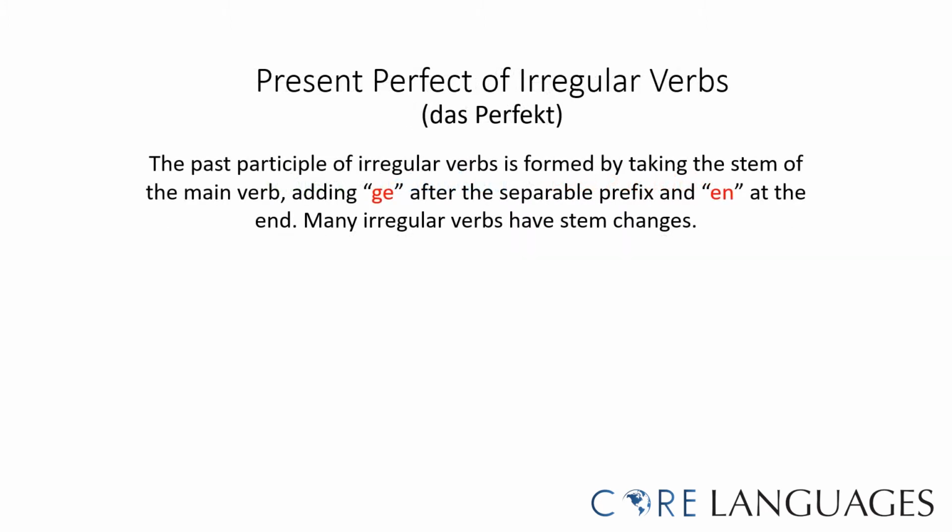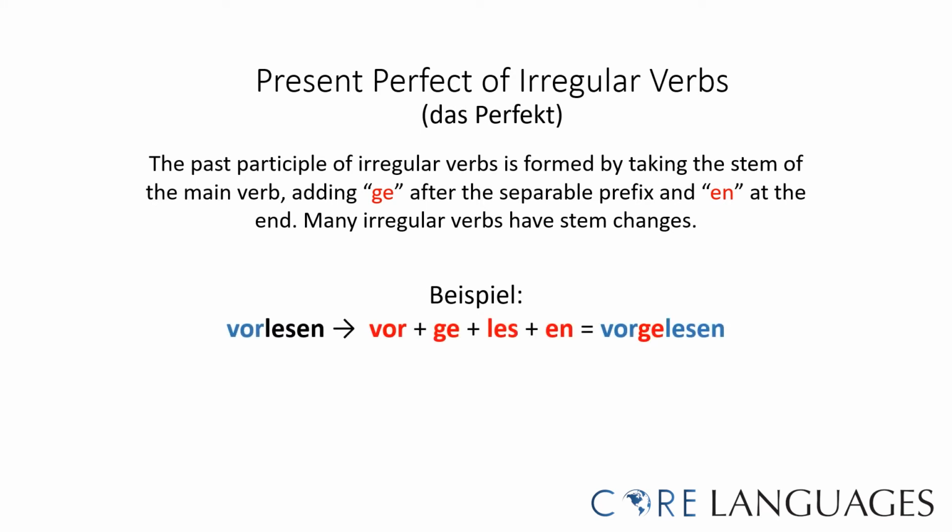Separable prefix verbs can also be irregular, which means that there are some vowel or spelling changes in the stem of the verb when conjugated in different tenses. An irregular verb doesn't form its participle with the ending t, but with the ending en. Just like regular verbs, the syllable ge is placed between the separable prefix and the stem if the verb is a separable prefix verb. For example, zum Beispiel, vorlesen, to recite or to read out loud.